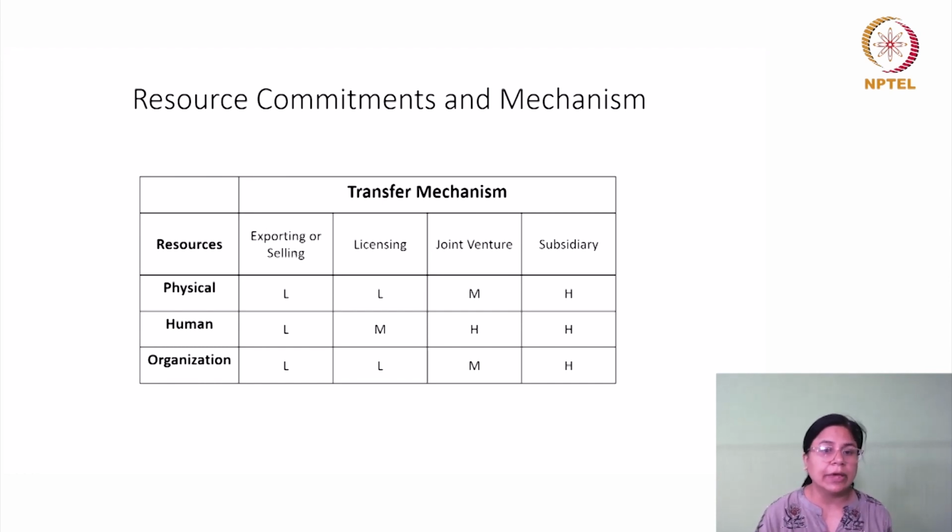So now when you look at it, putting it the way we have done earlier, exporting or selling, we also looked at this from the point of view of the composition of foreign direct investment earlier. So exporting or selling, licensing, joint venture, subsidiaries, right? Now, what kind of resource commitment would be required from the point of view of multinational enterprises when they are engaging in these different modes? In case of exporting and selling, clearly the physical resource commitment, human resource commitment and organizational commitment are going to be rather low.